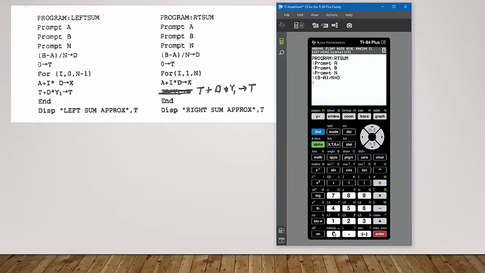New line. 0. Okay, 0 sent to T. And then 4. Okay, alpha I, comma 1, comma N. That's that one new line, the one different line from the left sum program I was talking about.